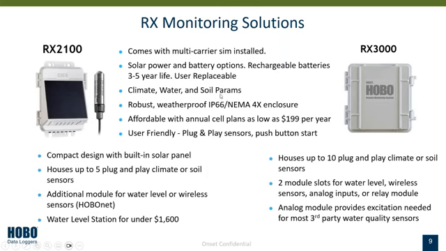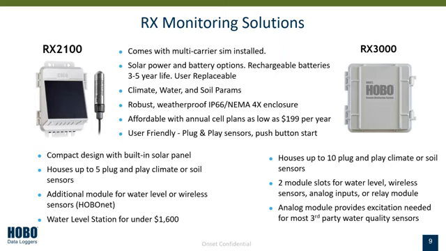The two RX stations that we offer today are the RX 2100 and the RX 3000 station. Both of these stations come with a multi-carrier SIM card installed, so it is cell ready. There's nothing that you have to do there. You buy the cell plan right through us.